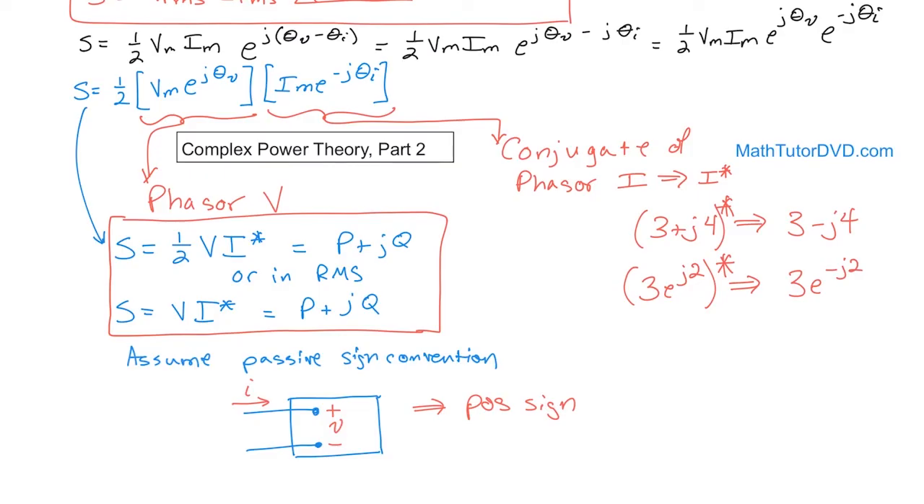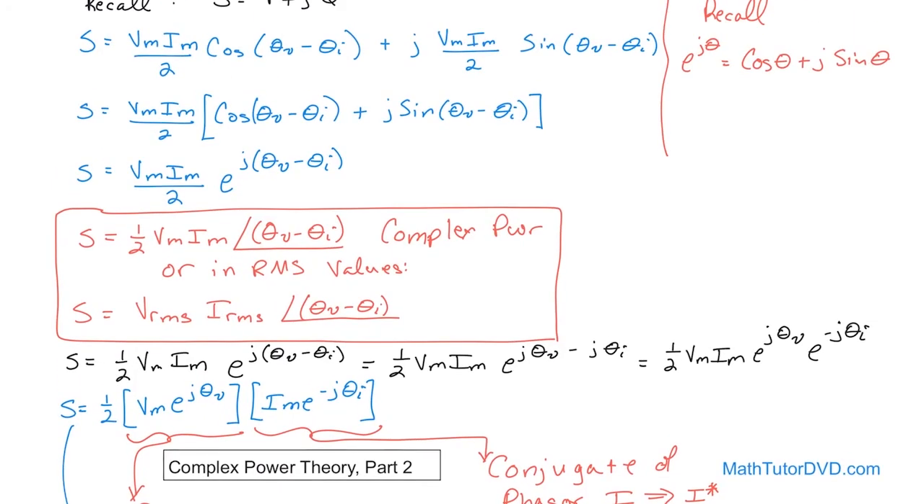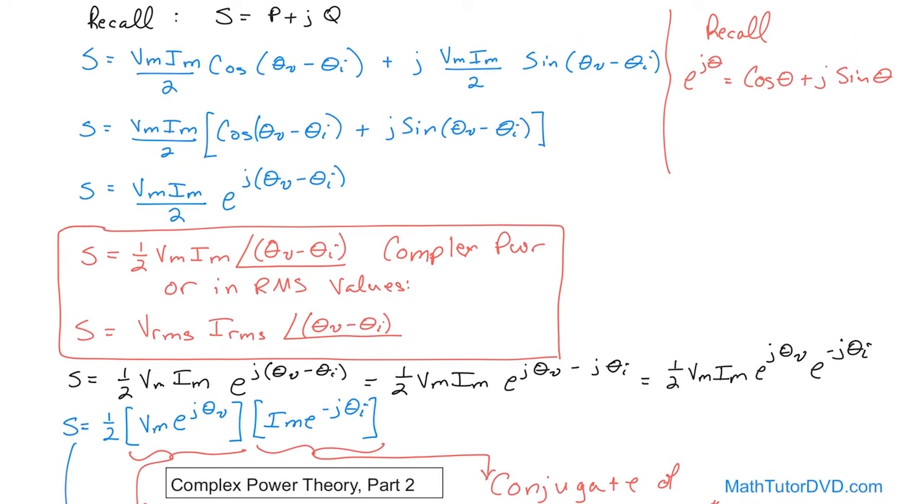Because it's such an important lesson, let me go back to the beginning and summarize everything really quickly, and then in the next section we're going to get down and dirty with solving some real problems. So what we have here is the idea of complex power. It's average real power plus the imaginary reactive power.